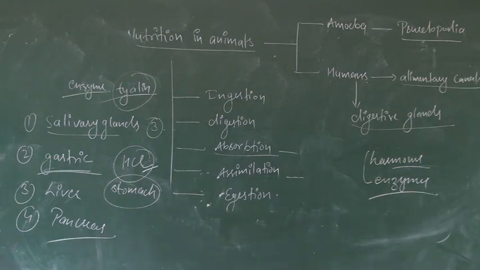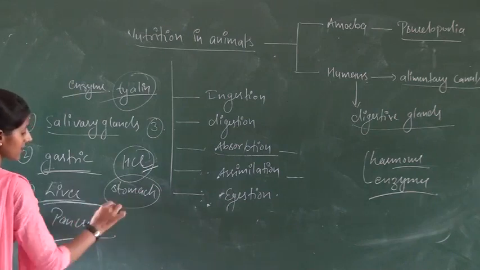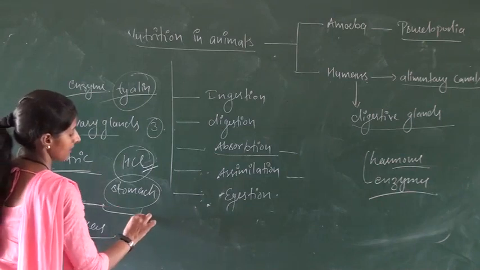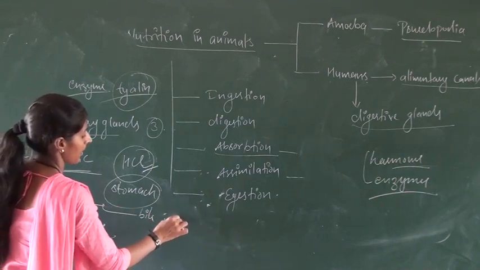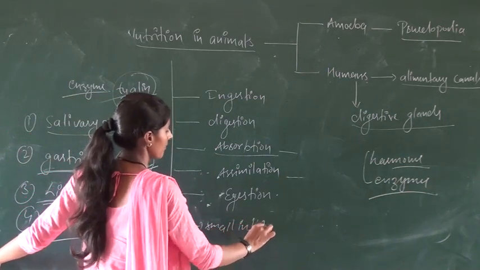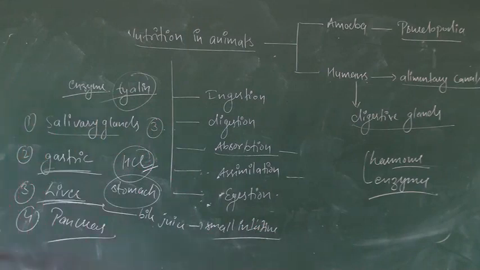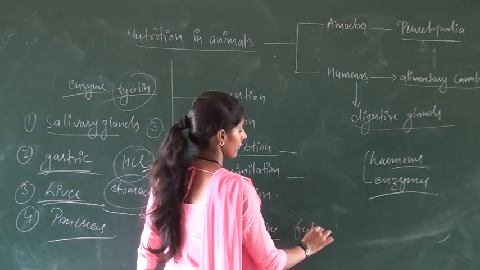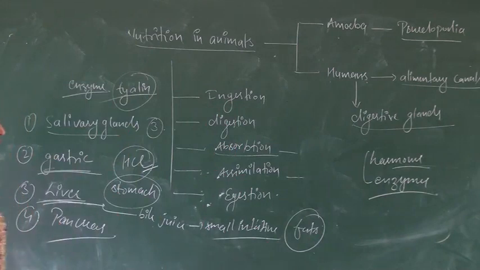After that, the liver. The liver is the largest gland of the body. It secretes bile juice into the small intestine, and it helps in the emulsification of fats.